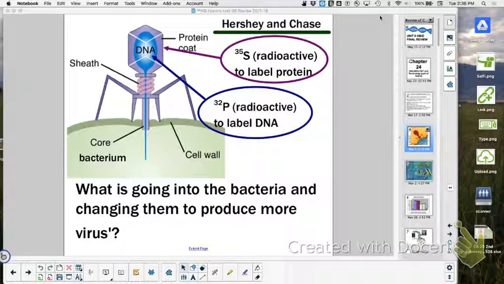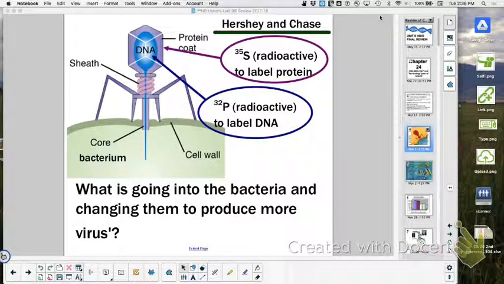They didn't know. They just knew that a virus contained, part of it was a protein and part of it was a nucleic acid. So they knew the structure. They knew proteins were built out of amino acids, and they knew that nucleic acids were built out of nucleotides. So what they did is they used S35 to label an isotope to label the protein, and then P32 to label the nucleic acid. So the virus parts were labeled. They allowed the viruses to infect bacteria, and then they looked to see what's inside that bacteria.